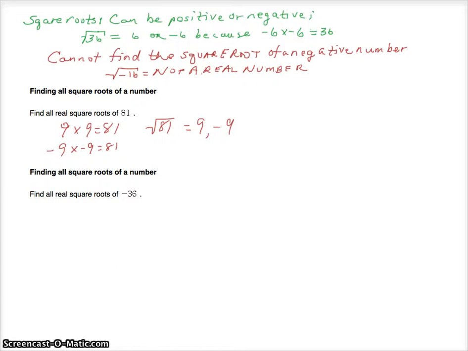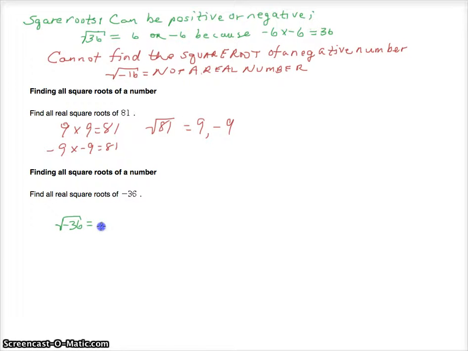Now I'm going to trick you up a little bit here. Find all the real square roots of negative 36. Well, if I take the square root of negative 36, I'm trying to think of a number times itself to give me negative 36. And guess what? There isn't one. There's not a number times itself that ever gives you a negative number. So this would be not a real number.